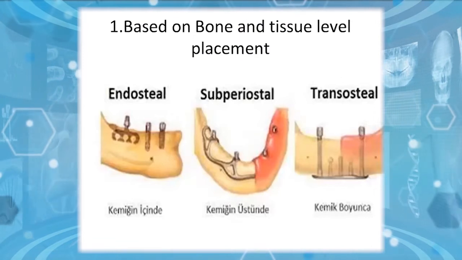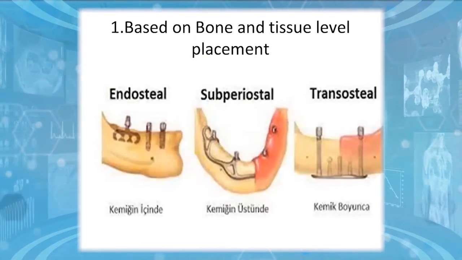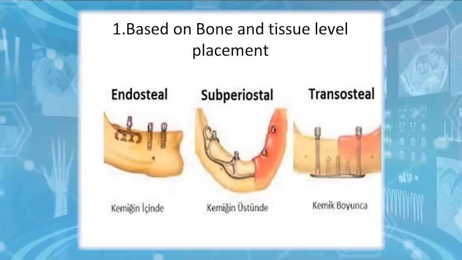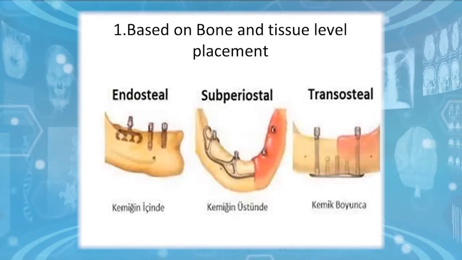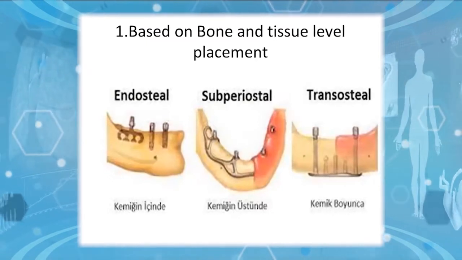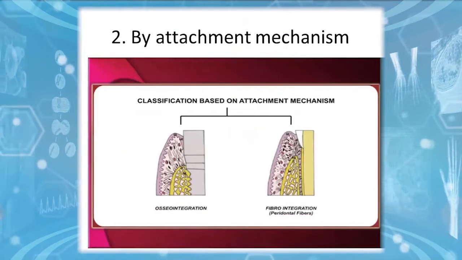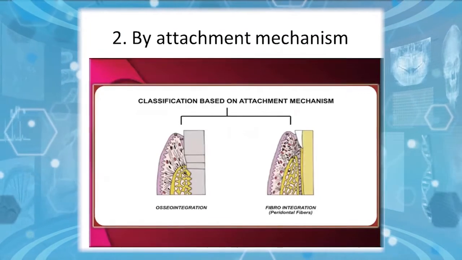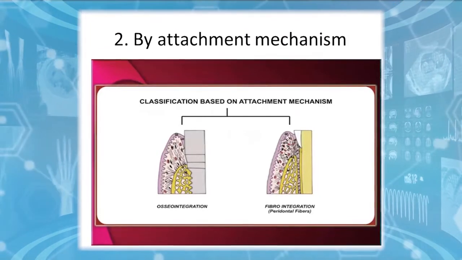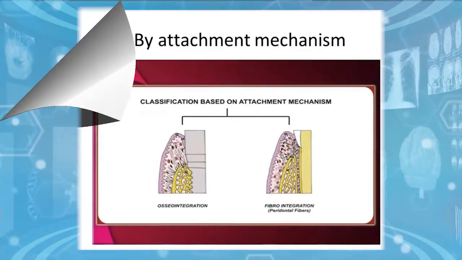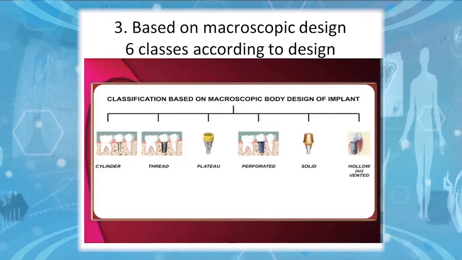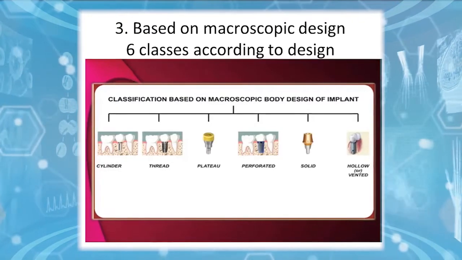Based on the bone and tissue level placement, we have three subtypes: the endosteal implant, the supraperiosteal implant, and the transosteal implant. By the attachment mechanism, we have osseointegration and fibrointegration implants, only two types. Based on the macroscopic design, we have six classes according to this design.